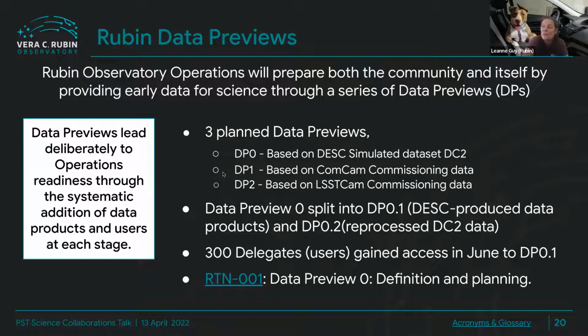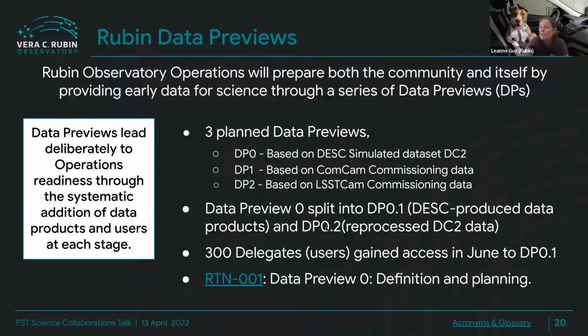We have 3 planned data previews between June last year and the start of LSST data taking. Or actually, DP0.2 will be released as data taking has started, but before data release 1. Data Preview 0 is currently in operation at the moment, and it's based on the DESC simulated dataset DC2. The DESC very kindly allowed us to use this dataset to support our data previews.